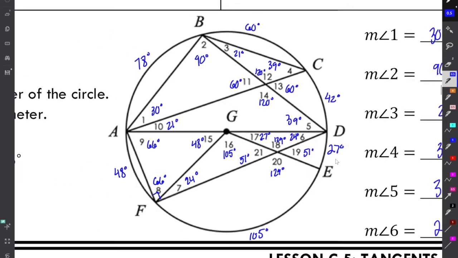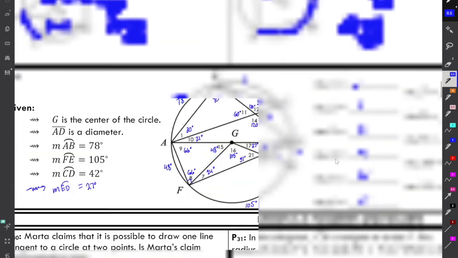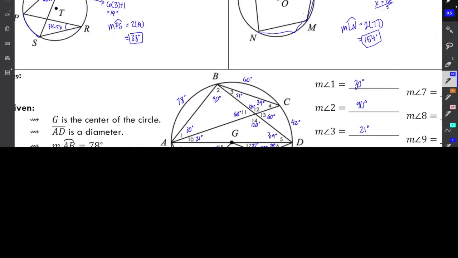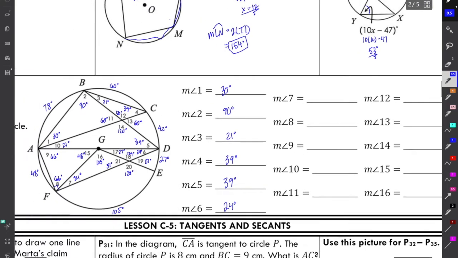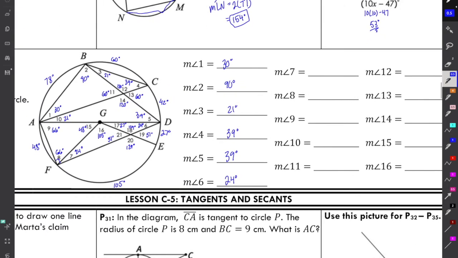And with that, we can fill in the rest of the blanks now. Like I said, let's fill in what we know. Measure of angle 7 we found to be 24 degrees. 8 we found to be 66 degrees. 9 was also 66 degrees. Then 10 was 21 degrees.